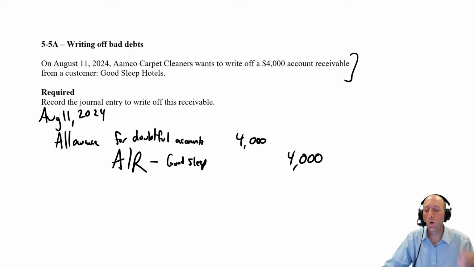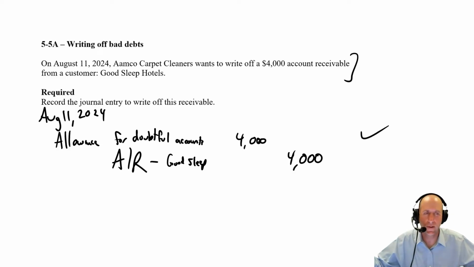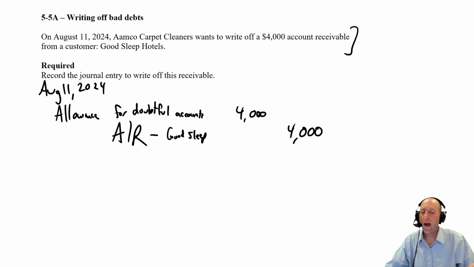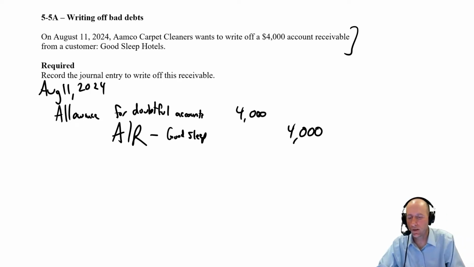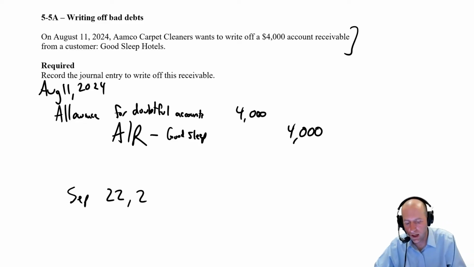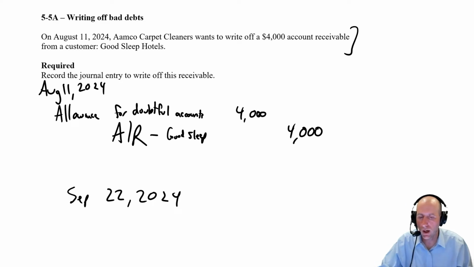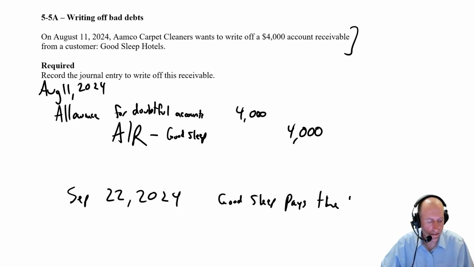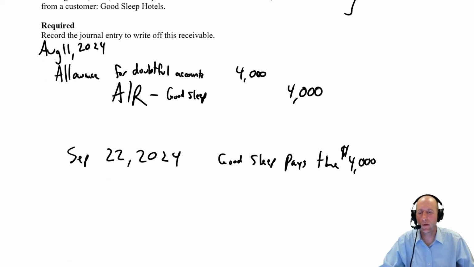A little bonus work, because that's the question. We've answered it. Congratulations to us. But here's a little bonus. What happens if, that was August 11th, let's say on September 22nd, very important date, that's my wife's birthday, 2024. So a month later, Good Sleep pays the $4,000 that they owed us, right? This can happen, right? We wrote off their AR.